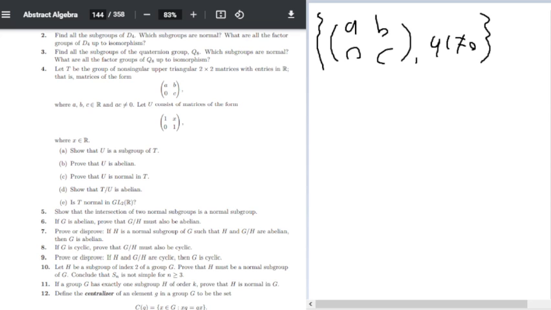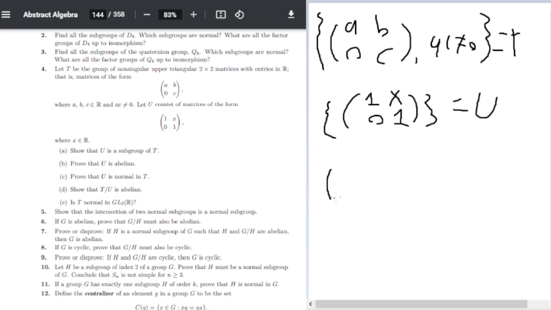And first, we need to show that the group consisting of 1, 0, X, 1 is a subgroup. So we're going to call this group T for upper triangular, and we're just going to call this group U. First of all, it has identity because x equal to 0 gives us the identity matrix. We'll be able to see from this how we get inverses.